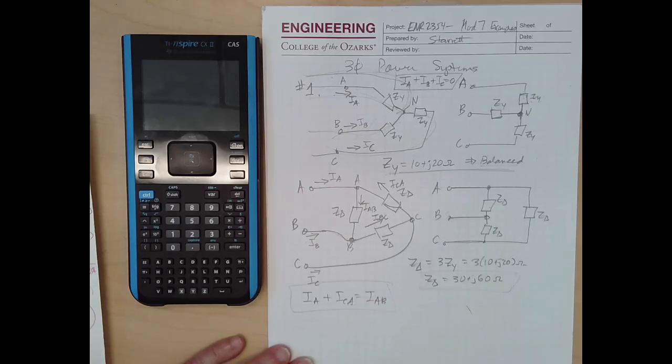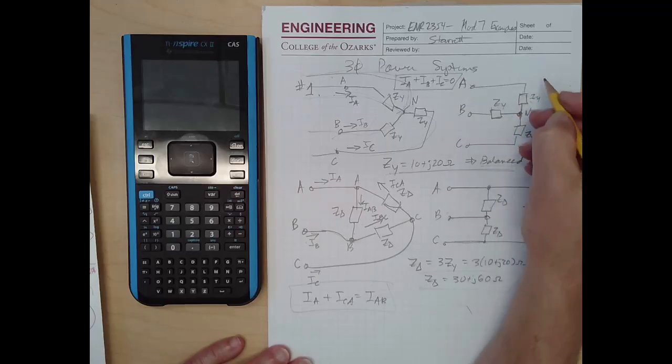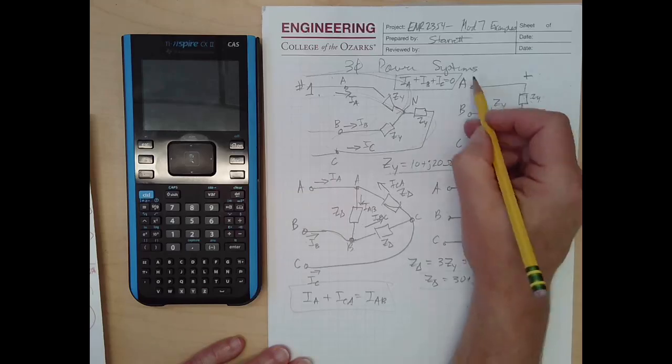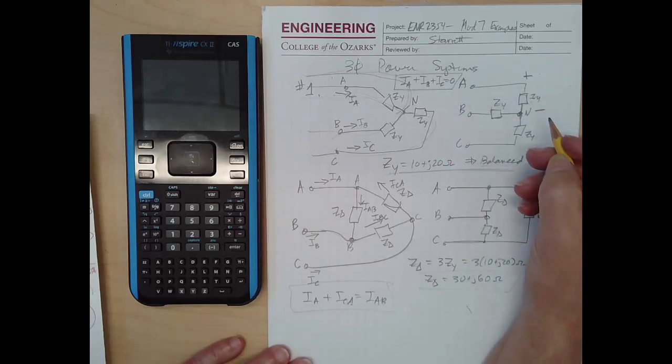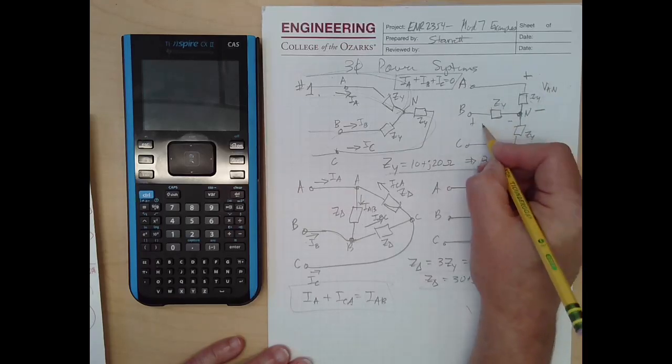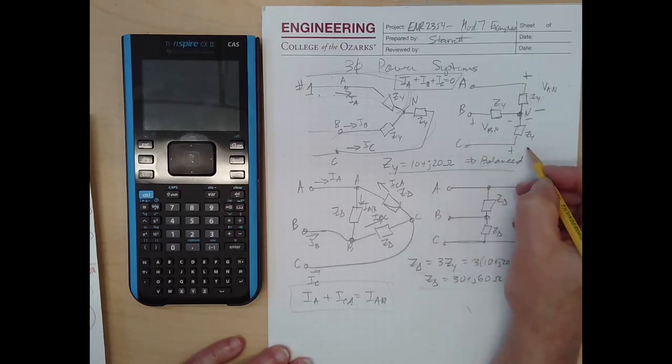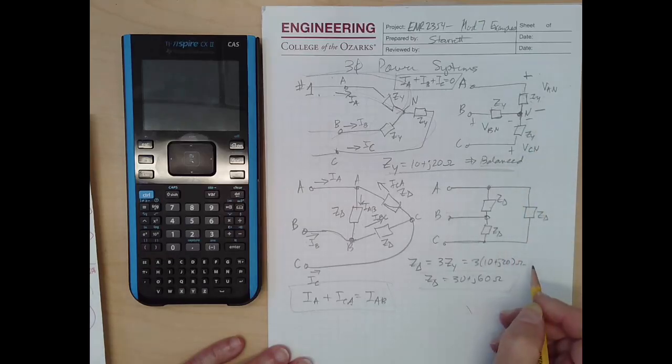We also have a whole bunch of voltage names. Let's draw the voltage names on this one, since I made kind of a mess of the currents over here. For the line to neutral, we would name the voltage that's plus at the A line, and minus at the neutral, VAN, and then we have a VBN, and we have a VCN. Each one is positive at its line, negative at the neutral.